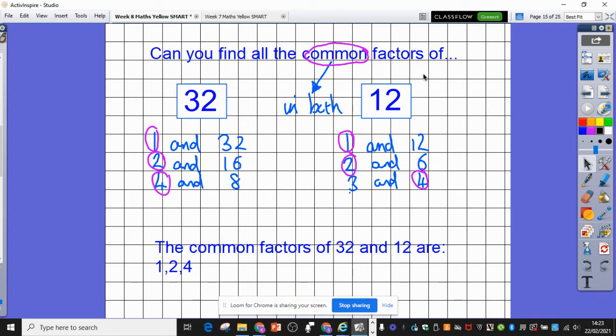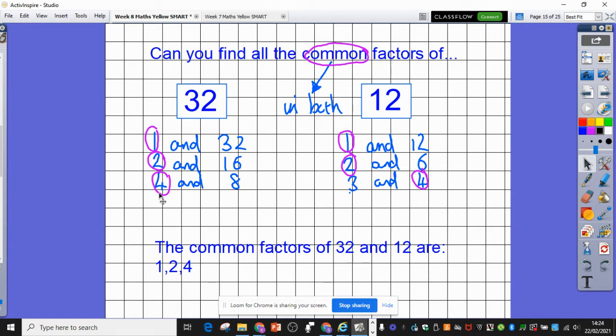Okay, we're looking at finding common factors of numbers, common to both. So we've got 32 here and 12 here. What factors are common to both? So again, I've worked my way through. I've got 1 and 32, 2 and 16. I know 32 does not appear in the 3 times table. I can't multiply anything with 3 to get to 32. So 3 is out. Then 4 and 8. 4 times 8 is 32.